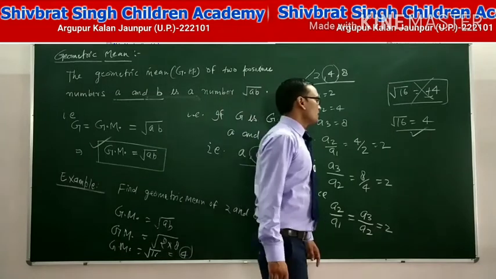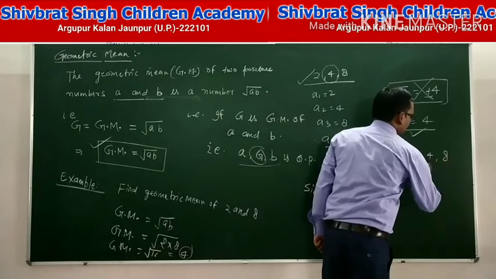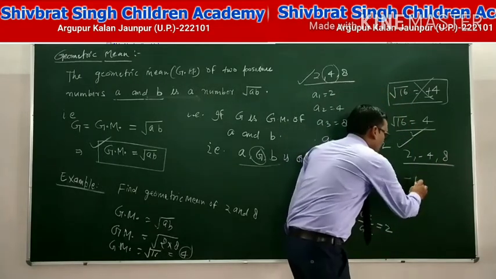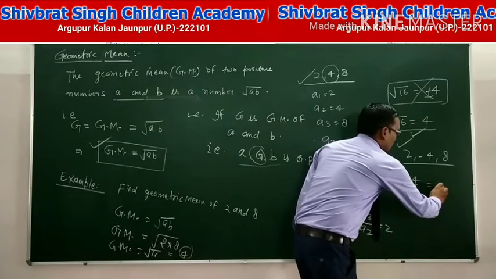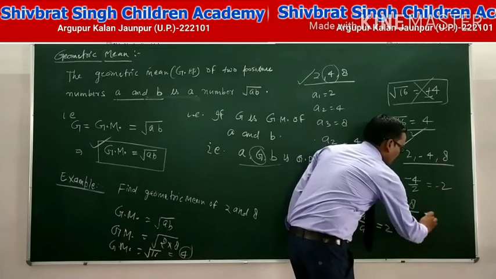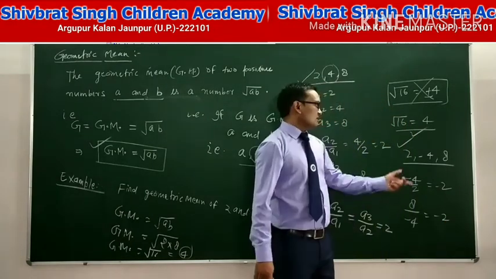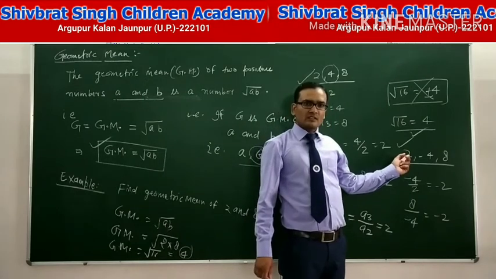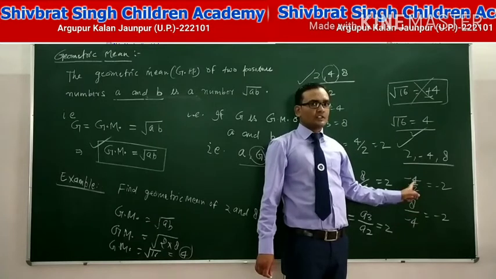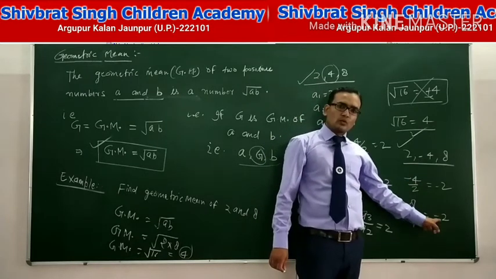If we consider that 2, minus 4, minus 8 is the GP, check minus 4 upon 2 equals minus 2 and minus 8 upon minus 4 equals minus 2. You say that, sir, this is the GP? Yes, this is a GP because common ratios are equal. What is the common ratio? Common ratio is minus 2.